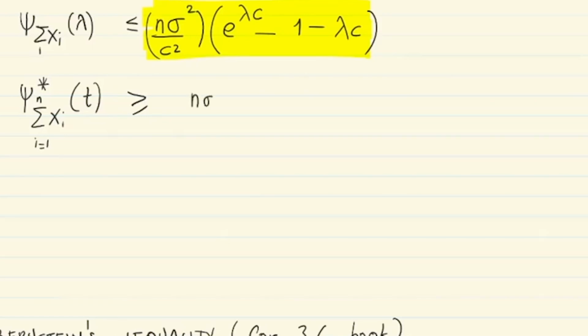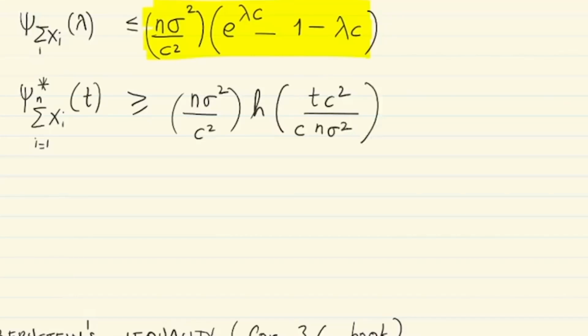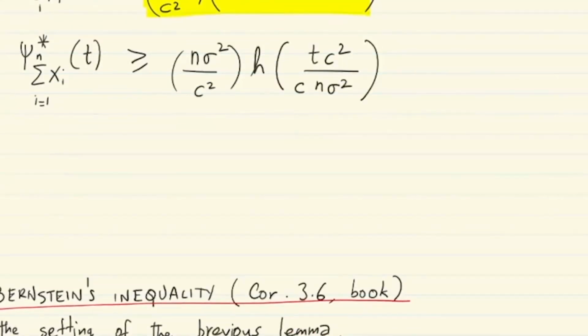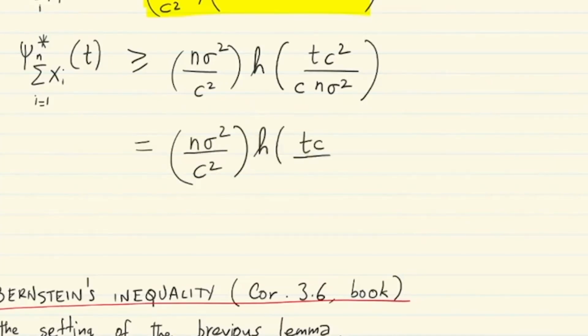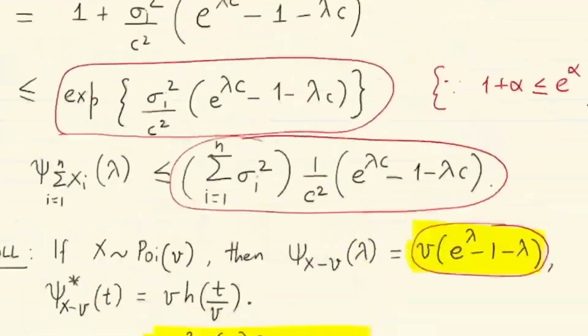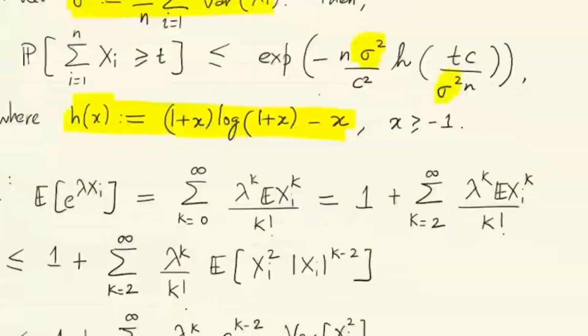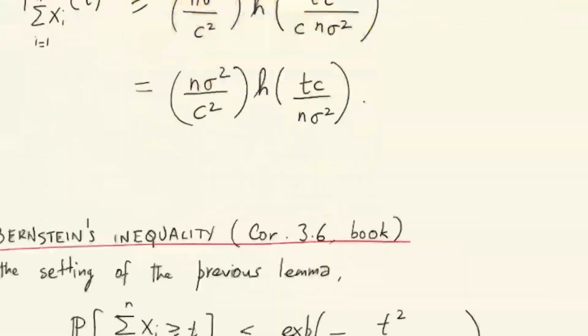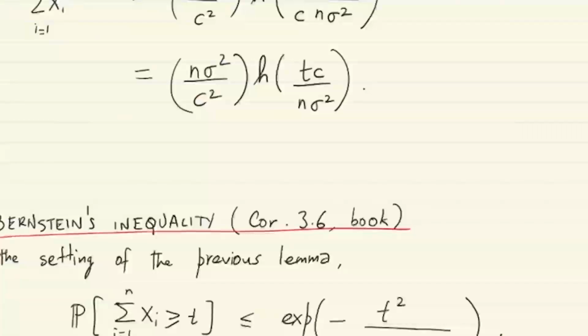So you get finally, after some algebra, n sigma square by c square h of t c square by c n sigma square. Okay, and this is the same as n sigma square by c square h of tc by n sigma square. Okay, so this should be what we want. So that's n sigma square by c square h of tc by n sigma square. So that's exactly the expression that we wanted, and this implies the tail bound that we seek. Okay, so that's the proof.